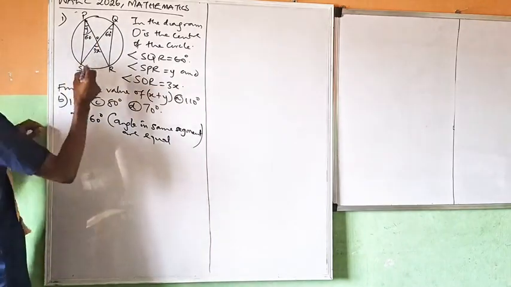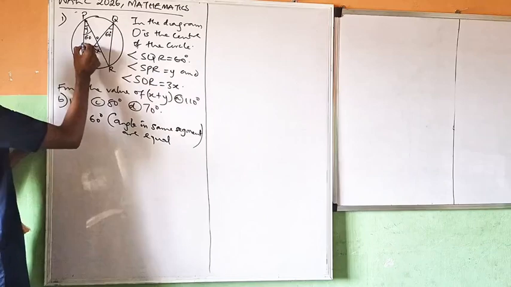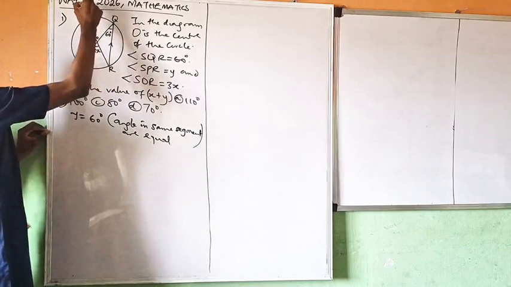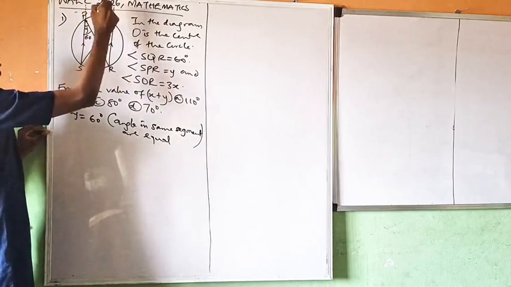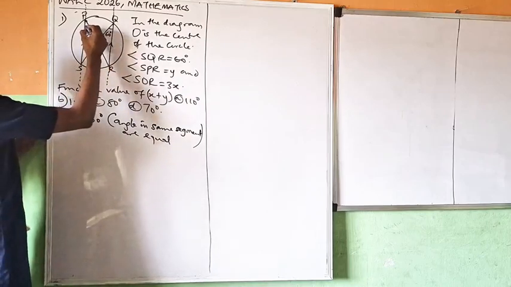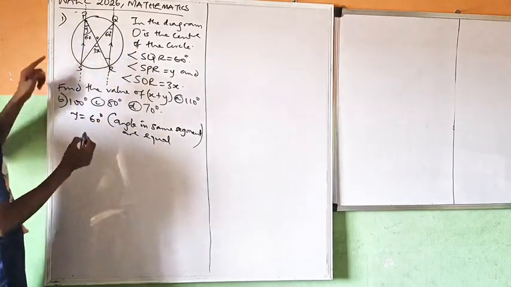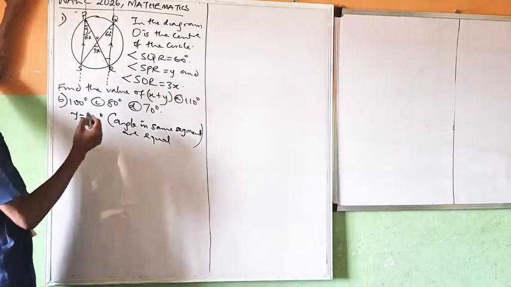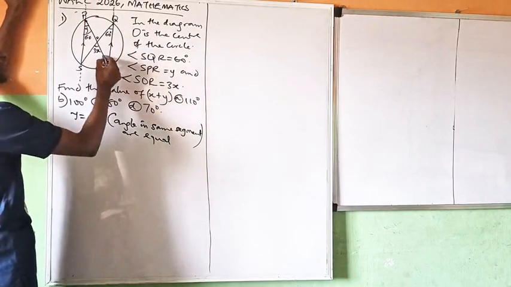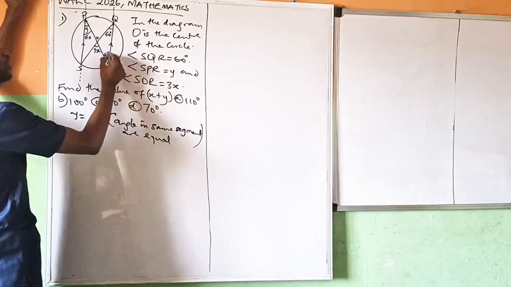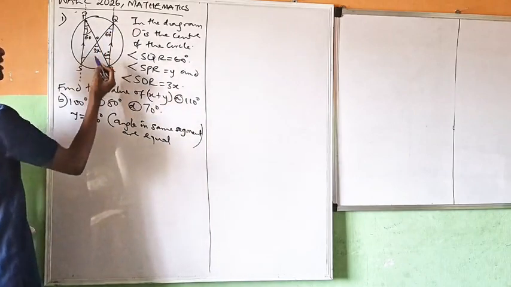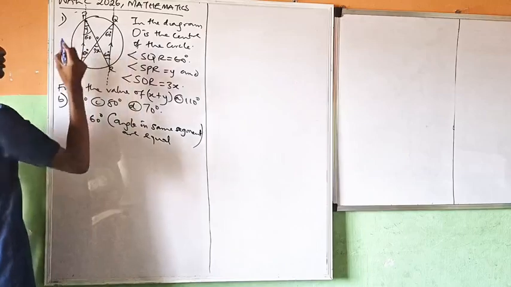Now, another thing is this. These are 2 parallel lines, this line and this line. If I extend this line upward and this one downward, you will see that this angle and this angle are alternate angles. How are they alternate? These are 2 parallel lines. So if here is 60 degrees, here also is going to be 60 degrees. The same way here and here are alternate angles, 60 degrees as well.